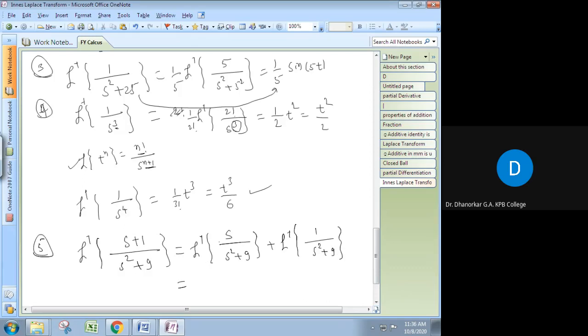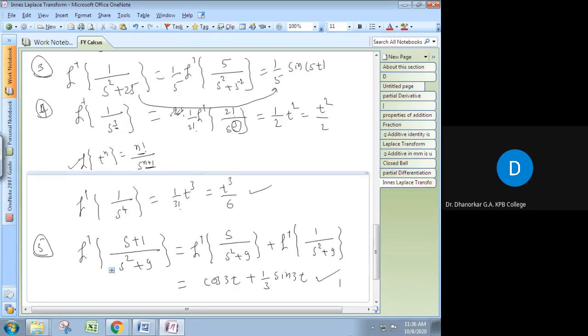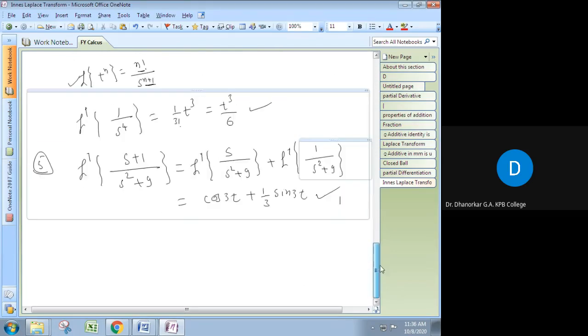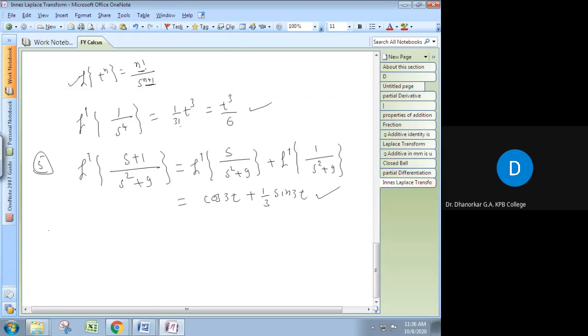This is equal to the inverse Laplace transform of this function, which is cos of 3t plus, now I will write here directly, 1 by 3 into sine. This is your inverse Laplace transform. Are you following here? I am taking this multiplied by 3, I divided by 2, and you will get that here. Yes sir.